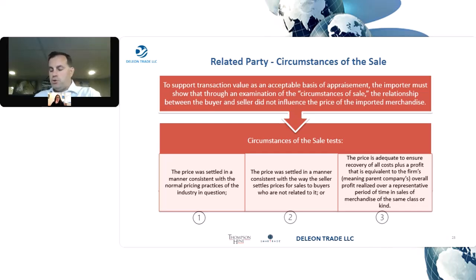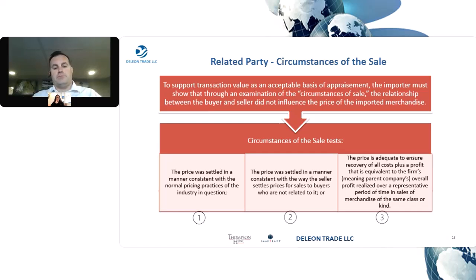If the profit was 20% or below, then you've essentially met the test, and you can prove that your related party transactions are acceptable for customs purposes. Usually test 3 is the most common because it's not super easy, but it's a lot easier than test 1, where you have to go get a study. So that's usually where we fall.